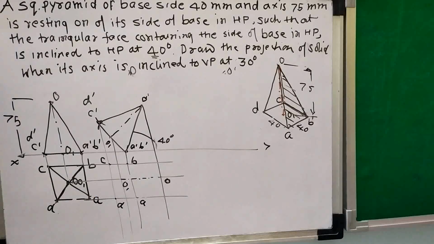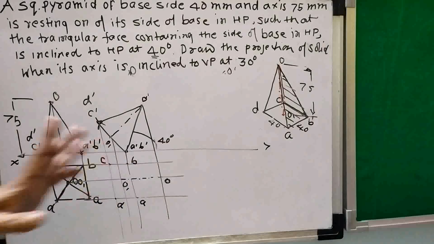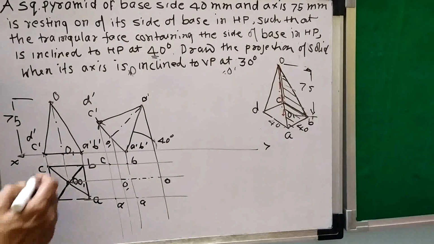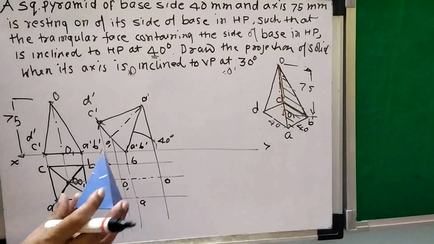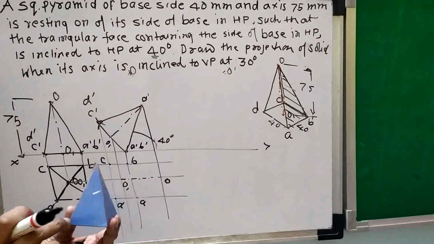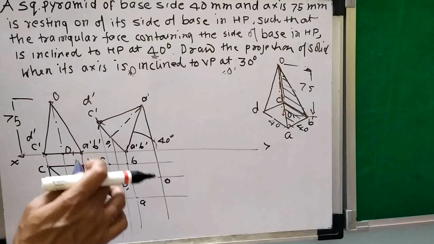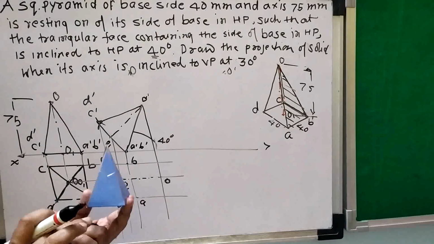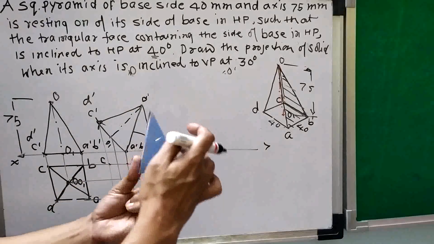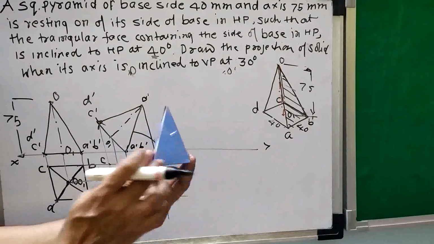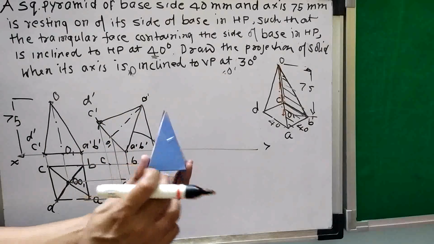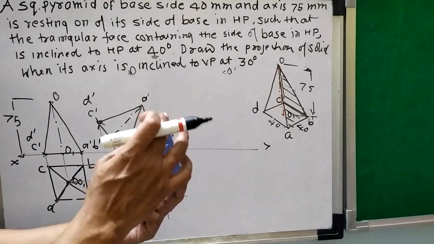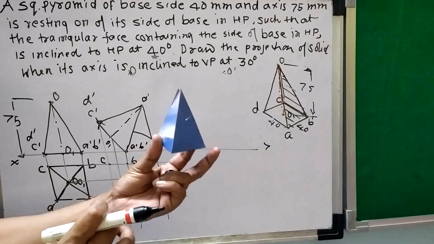Now I have to join and complete this solid. So how is the solid completed? You have to keep in mind this solid is completed by joining the 4 slant edges. Suppose this is A, B, C, D. So you have to join OA, OB, OC and OD, 4 slant edges, and 4 edges of the base, A, B, C, D. When you join the 4 edges of the base and 4 slant edges, this pyramid is completed.